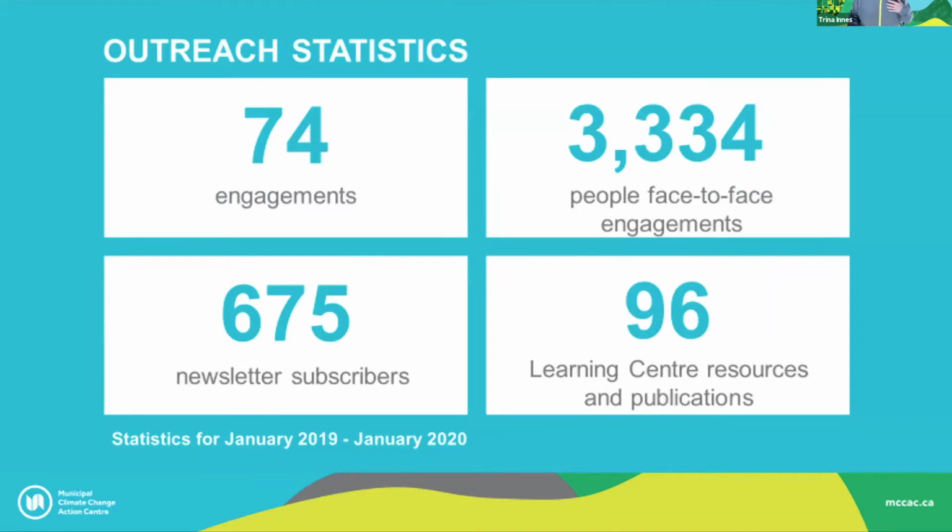Statistics, again. Take things like your outreach statistics and look at them from the perspective of the number of events or engagements you've held, and how many people you've reached. You could break this down into the type of people that you've reached, your newsletter subscribers, if you have something like that, and how many people have been reached through access to your website.